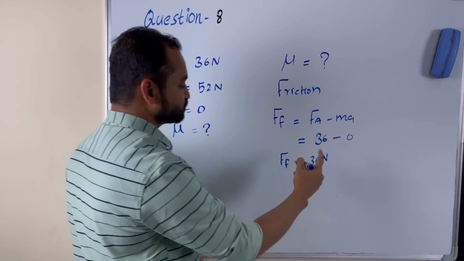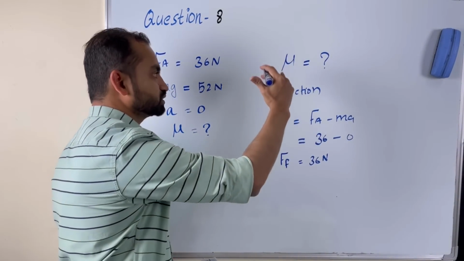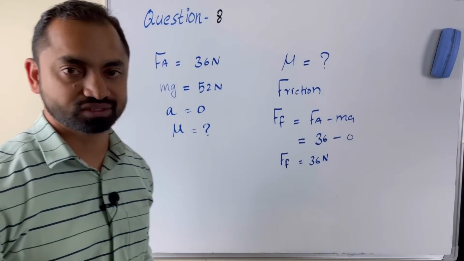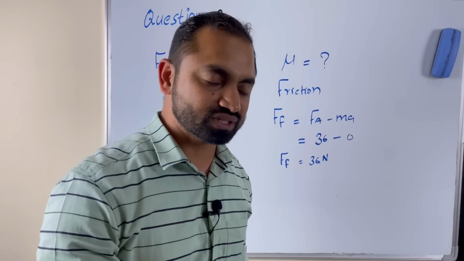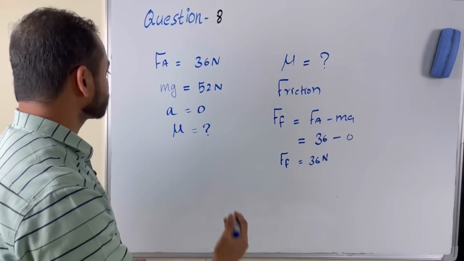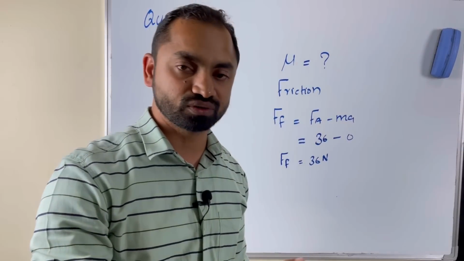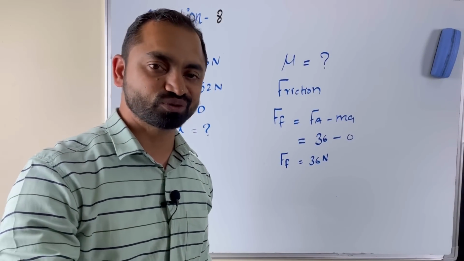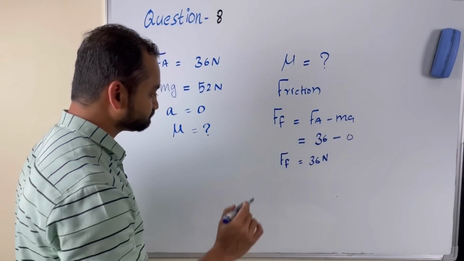But the question is not to calculate friction, right? It is to calculate the coefficient of friction. You need to understand there is a difference. Coefficient of friction is not equal to friction, okay? If coefficient of friction is given in the question, you may think that friction is given. No, it's not friction. Friction and coefficient of friction are different. That you need to remember.